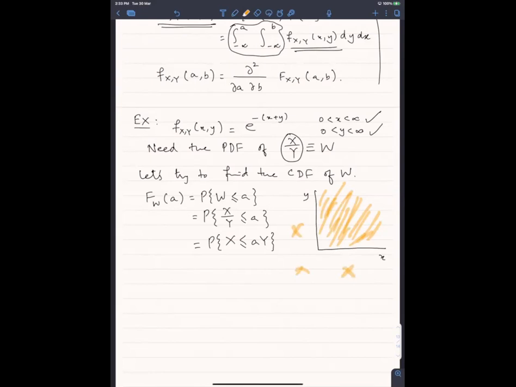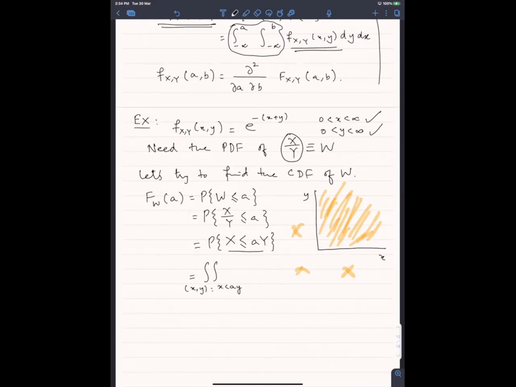I am interested in finding out where x is less than or equal to ay. So that means I would like to integrate it, in fact double integrate it, because I'm integrating over this region, over all xy such that x is less than ay. So let's take a look.